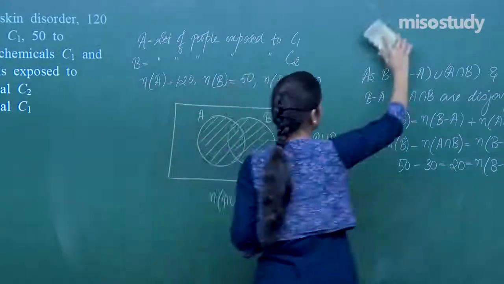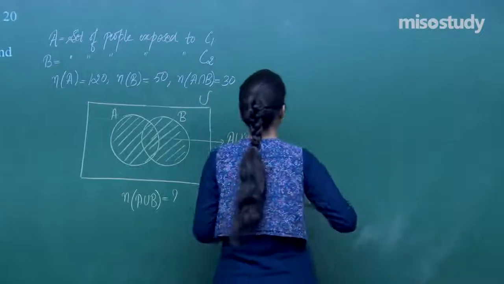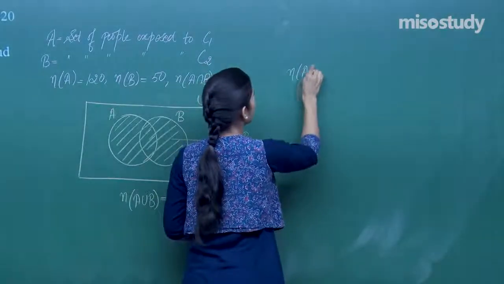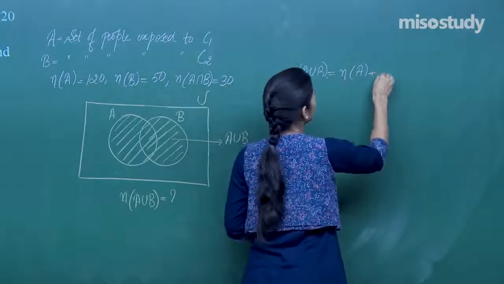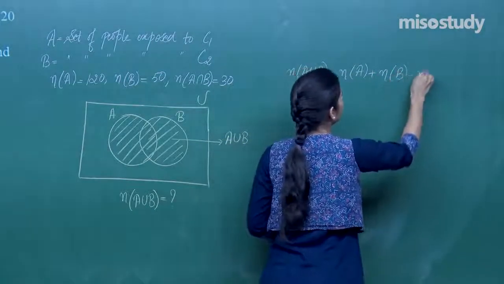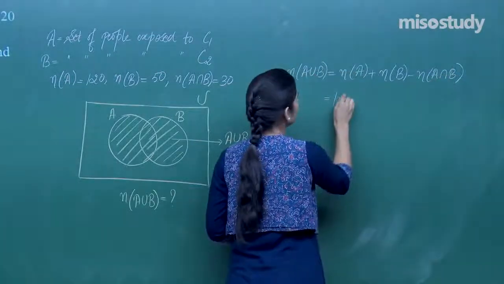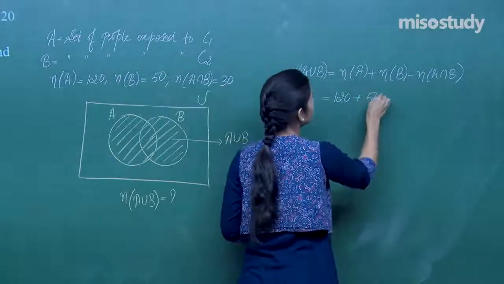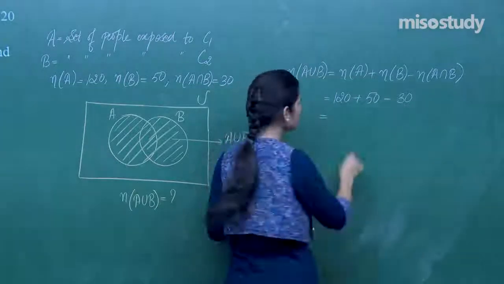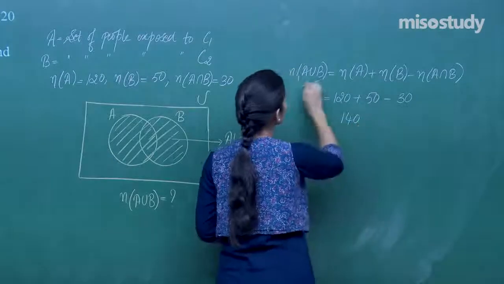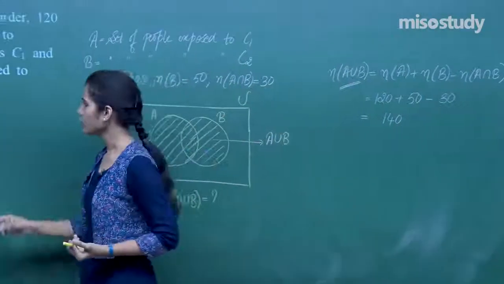I know the formula very nicely of number of members in A union B. What is it? Number of members in A union B is number of members in A plus number of members in B minus number of members in A intersection B. Number of members in A is 120, in here is 50 and here is 30. From 170 remove 30, you get 140. This is the number of members which are exposed to at least one of chemical C1 or chemical C2.